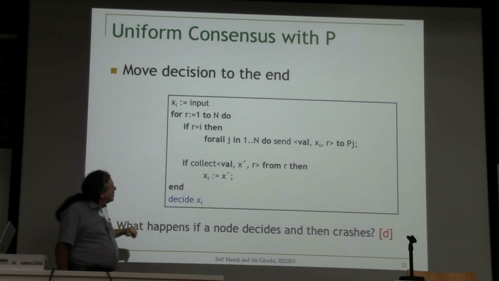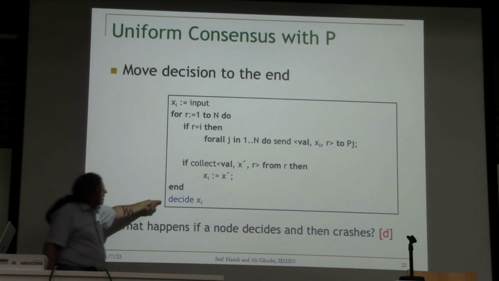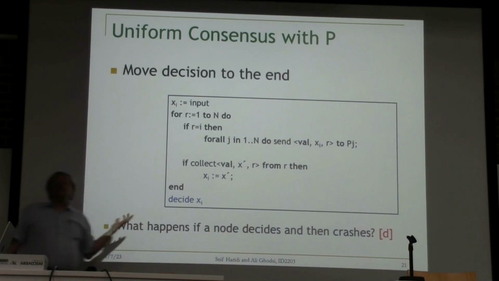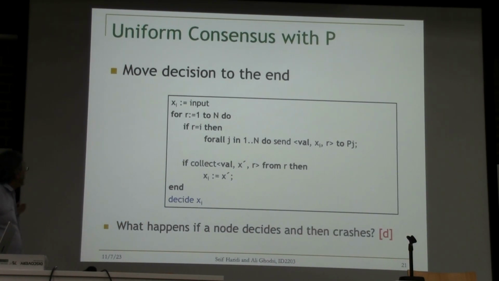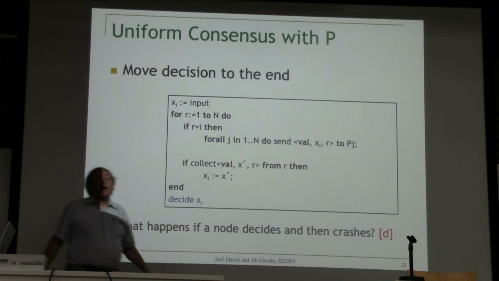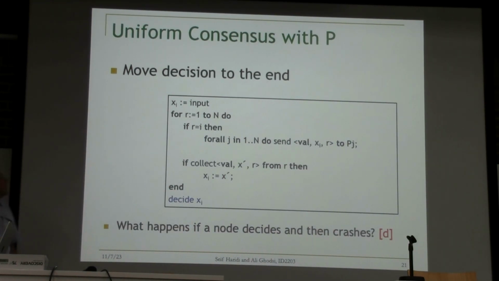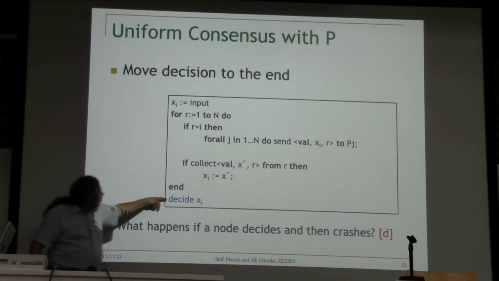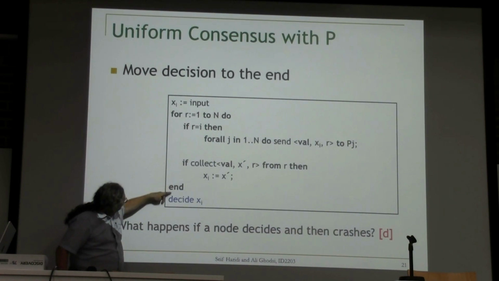Okay? So what happens if a node decides and then crashes? It decides here. Well, it has already arrived at round n. That means all the other nodes have already done their work, so there will be agreement. So what happens if a node decides and crashes? Well, it has already done all this work.